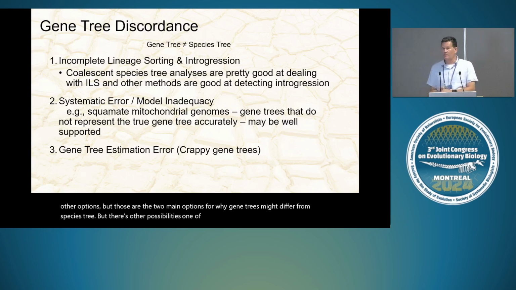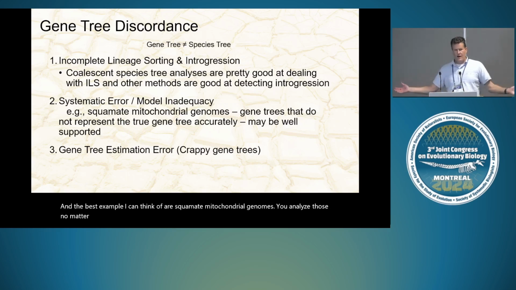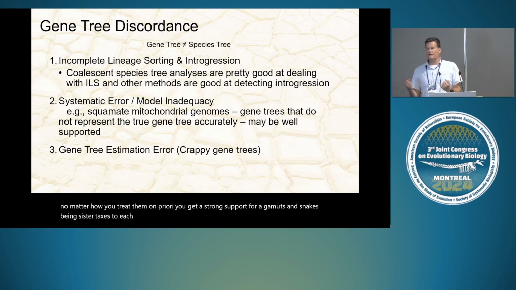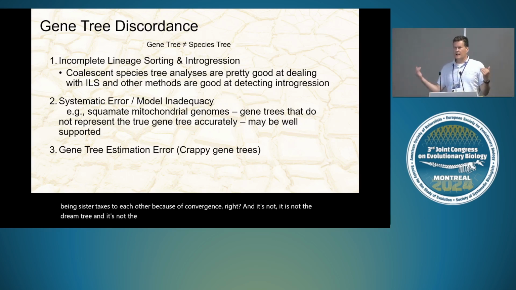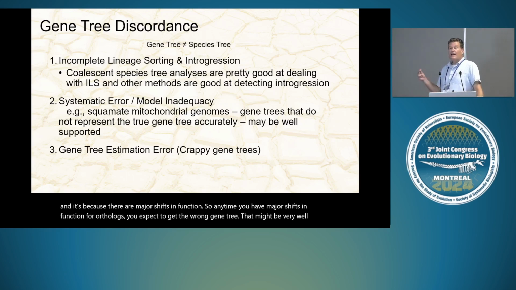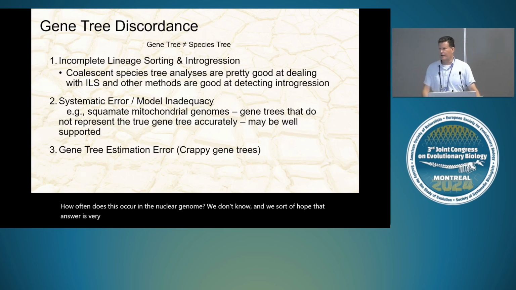One of them is systematic error or model inadequacy. We saw a little bit of that, I think, in the last talk. The best example I can think of is squamate mitochondrial genomes. You analyze those, no matter how you treat them a priori, and you get strong support for agamids and snakes being sister taxa to each other because of convergence. That is not the gene tree, and it's not the species tree. It's another option. It's not representative, and it's because there are major shifts in function. Anytime you have major shifts in function for orthologs, you expect to get the wrong gene tree that might be very well supported. How often does this occur in the nuclear genome? We don't know, and we hope that the answer is very low, but we don't really know.